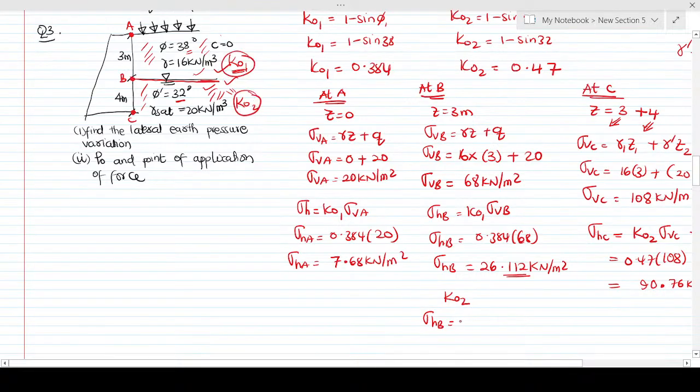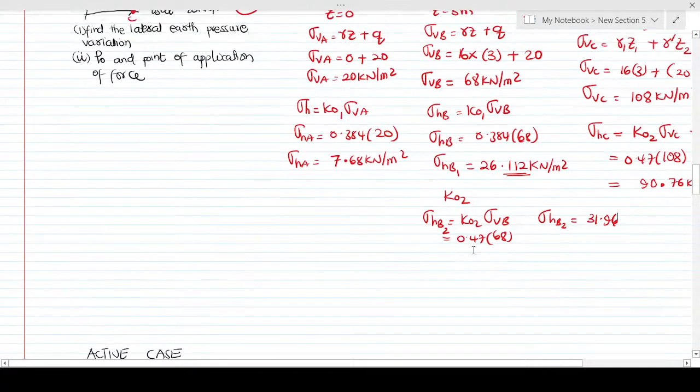So that's what I'm going to find here. K not two times the vertical stress is the same approach. K not two is 0.47 by the vertical, which is 68. So this is 2 and this is 1. In that case, my lateral earth pressure 2 is going to be 31.96. Now, with this in place, let's represent it in terms of the variation.